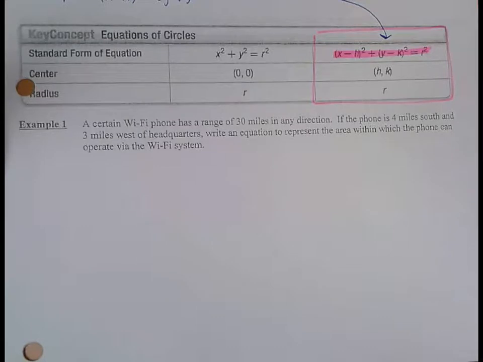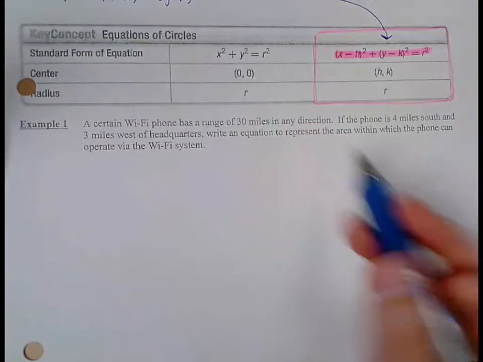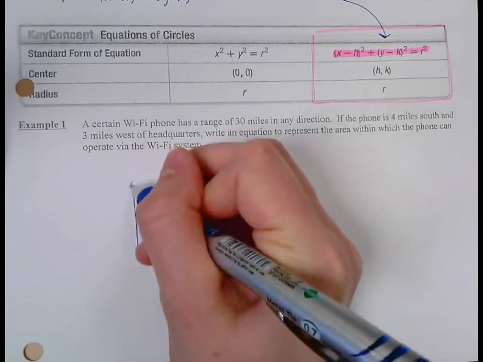It says a certain Wi-Fi phone has a range of 30 miles in any direction. If the phone is 4 miles south and 3 miles west of headquarters, write an equation to represent the area within which the phone can operate via the Wi-Fi system. So what I'm going to do, because when you're writing the equation of a circle your center is a coordinate, is kind of graph the information I have or make a sketch of what this would look like on a coordinate plane.